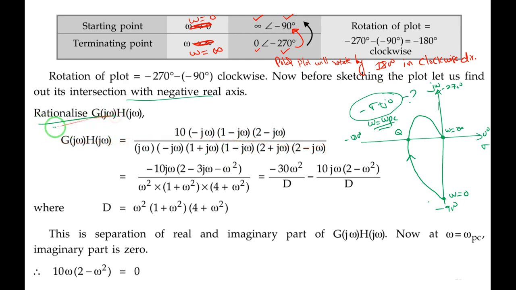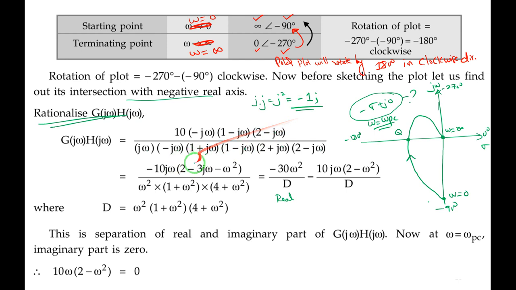So rationalize G of j omega into H of j omega, multiply, and separate into real part and imaginary part. I will show you in the Nyquist plot. Right now I am not doing the calculations. One more thing while multiplying, please remember, j into j is j square, and j square is minus 1. Please keep this in mind. Whenever I come across multiplication of j into j, it is j square, and j square is minus 1.